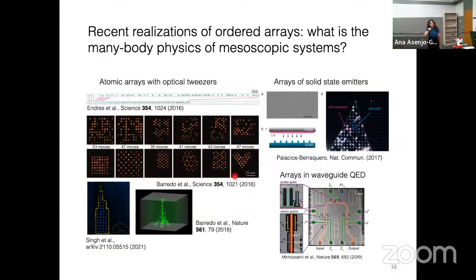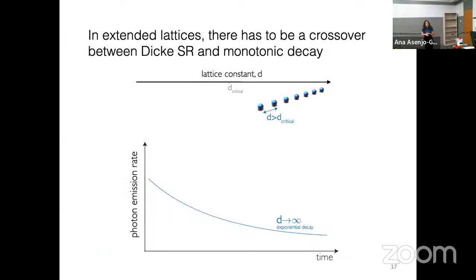There are other ways to create arrays. So this is, for instance, a recent example of solid-state emitters that is realized by placing a 2D material on top of silicon nanopillars that produce a confinement and a quantum dot that then fluoresces. And arrays can also be generated in other types of systems like waveguide QED, where you have superconducting qubits coupled via a 1D transmission line. So they won't be talking through a 3D bulk vacuum, they will be talking through a 1D vacuum, okay?